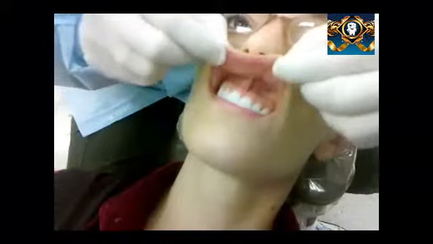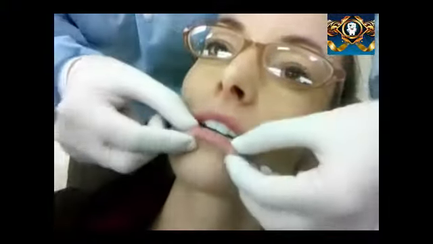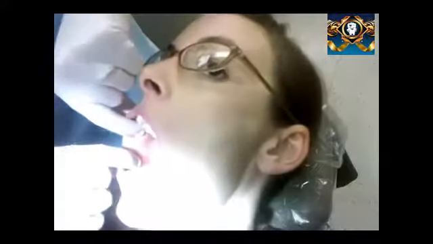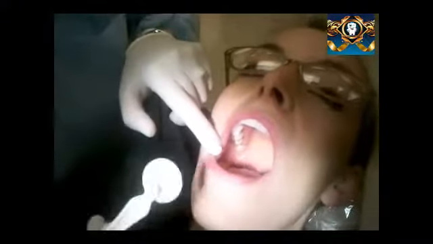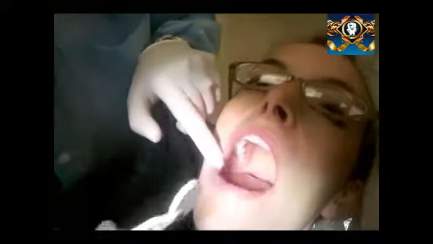Visual examination, observe the labial mucosa, upper lip and lower lip. The buccal mucosa, right side and left side. The palate, hard and soft. The posterior pharynx, patient says ah. The tongue and floor of the mouth.